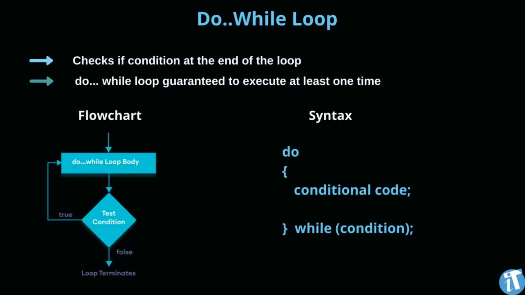As you can see here, it's do, then the code, and after the code, in the while you add the condition, and that must be terminated with a semicolon, which is mandatory. So here is the code block and then a condition. If false, it will be terminated. If true, it will keep on executing. As it is written, a do while loop is guaranteed to execute at least one time, because the condition is checked after the first execution.